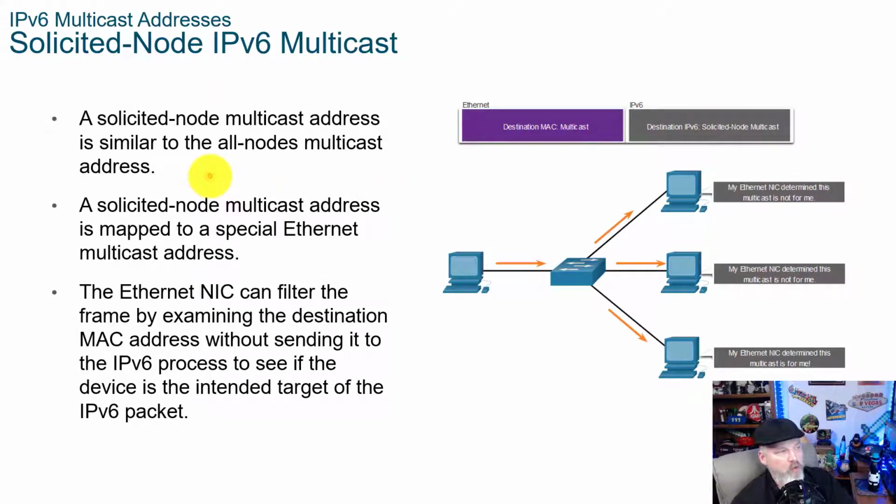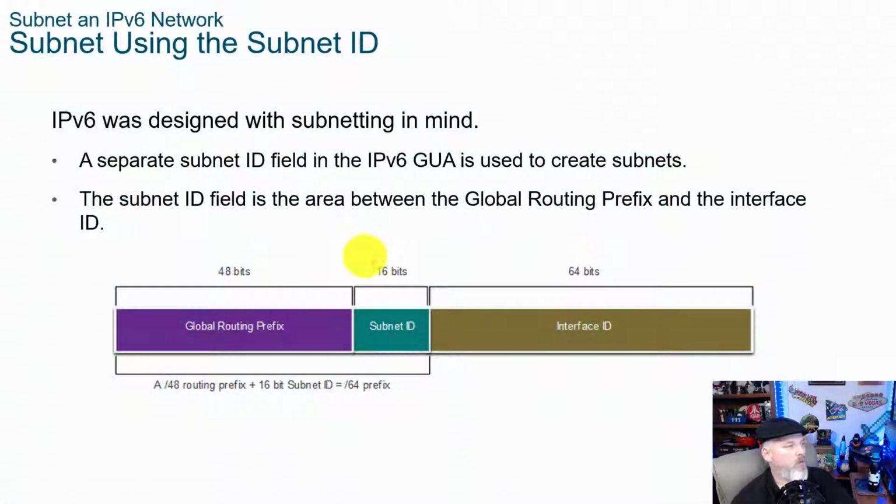Solicited node v6 multicast. A solicited node multicast address is similar to the all nodes multicast address. It's mapped to a special Ethernet multicast address, and the Ethernet NIC can filter the frame by examining the destination MAC address without sending it to the v6 process to see if the device is the intended target of the v6 packet.